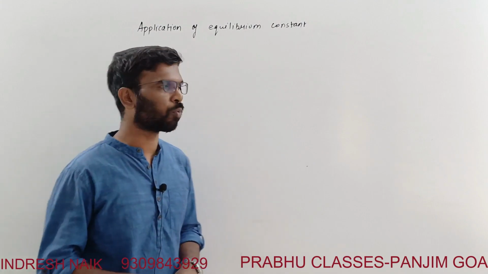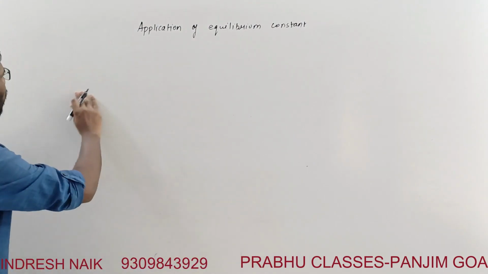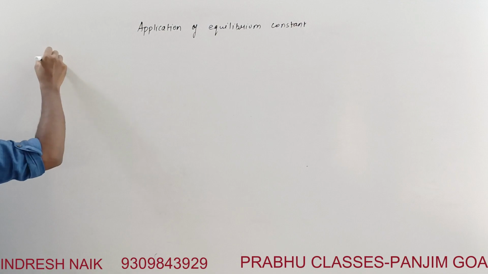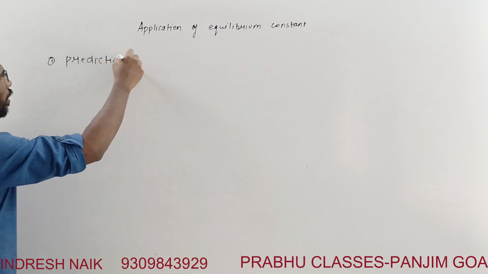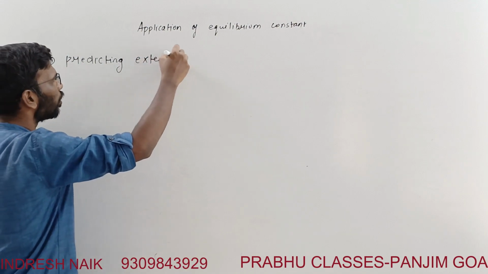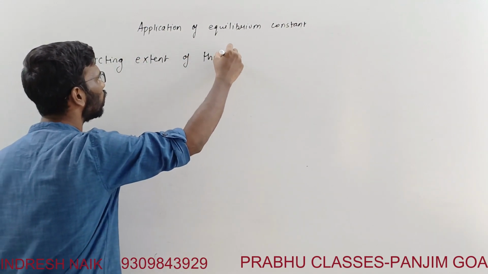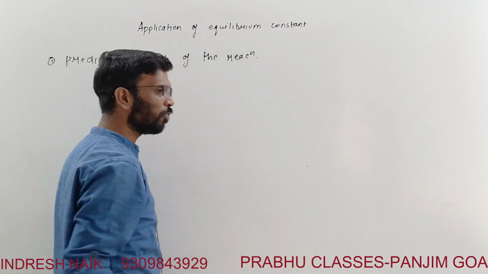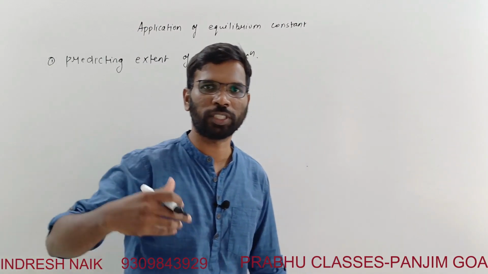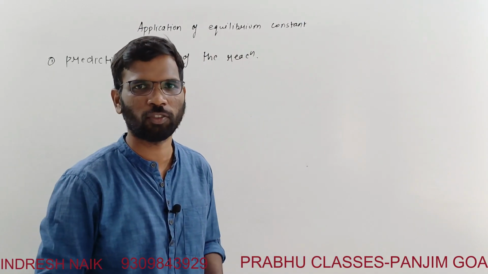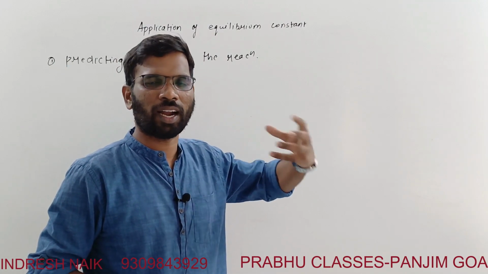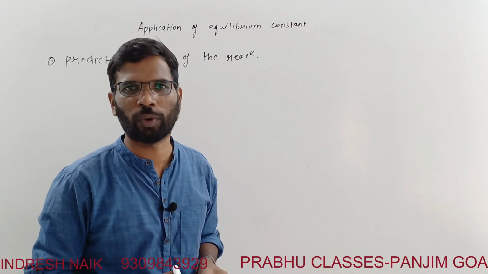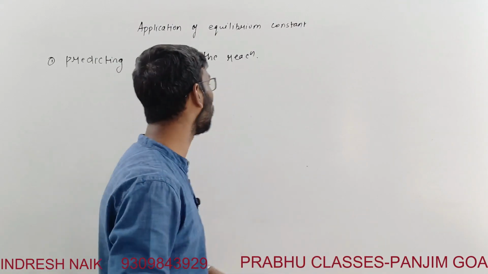Application of equilibrium constant. Let's do this quickly. First is predicting the extent of the reaction. Extent of the reaction means whether the reaction has proceeded maximum in the direction of the product, or only hardly any amount of the reactant is converted to a product, right? That is what the extent of the reaction means.